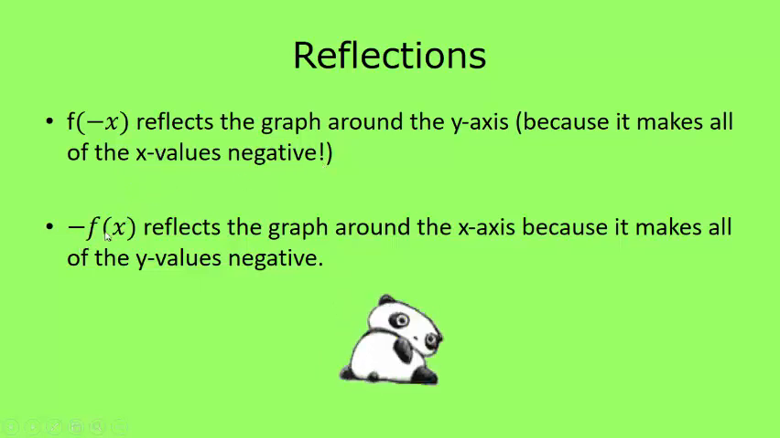If you make all of the y's negative, so that's -1 times f of x, -1 times y, then that reflects the graph around the x-axis. It flips the graph over the x-axis because it's making all of the y's the opposite sign.